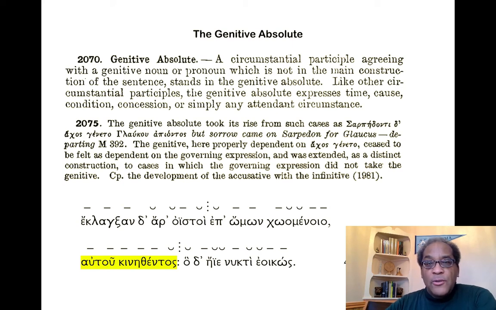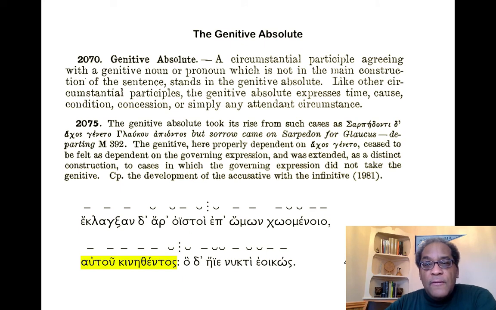Like other circumstantial participles, the Genitive Absolute expresses time, cause, condition, concession, or simply any attendant circumstance. Now, he goes a bit deeper and looks at the origin of these. He says at 2075, the Genitive Absolute took its rise from such cases as "Sarpedoni dakos geneto Glaukou apiontos." But sorrow came to Sarpedon for Glaucus having departed, going away.